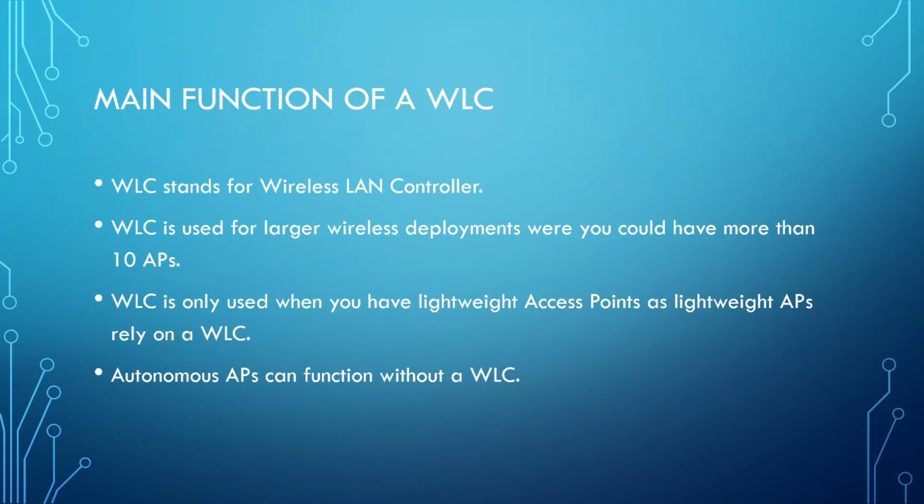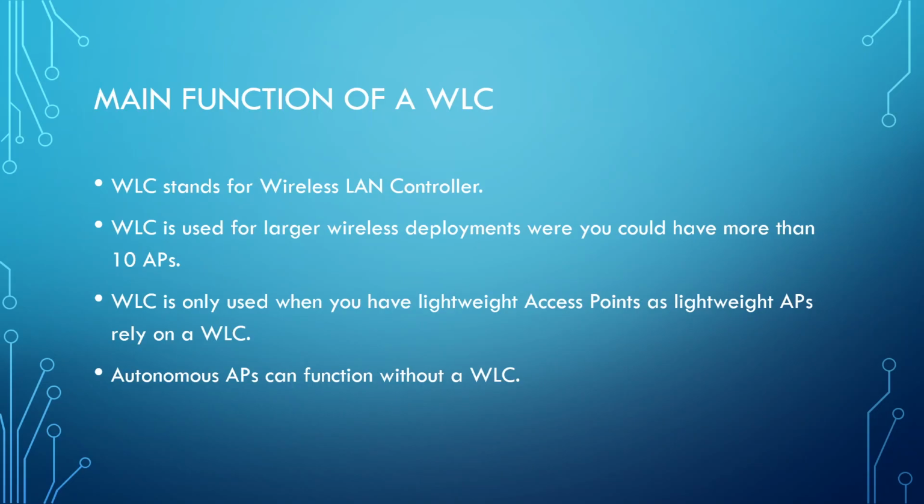Now, wireless LAN controller, or WLC, that's shorthand notation for wireless LAN controller, is usually used for larger wireless deployments. So we are looking at deployments of more than 10 access points. And a wireless LAN controller is only used in conjunction with what we call lightweight access points. So if you don't know the difference between lightweight access points and autonomous access points, please watch my previous video where I dive deep into the function of both types of access points and what they are used for.